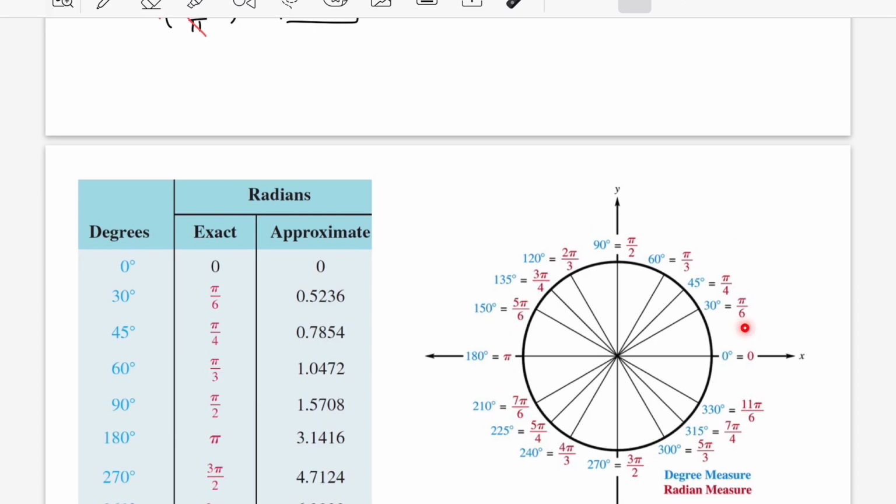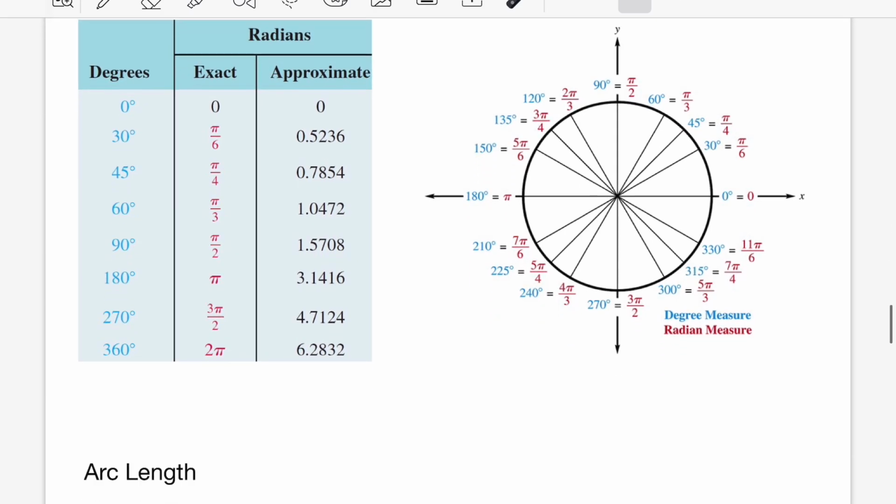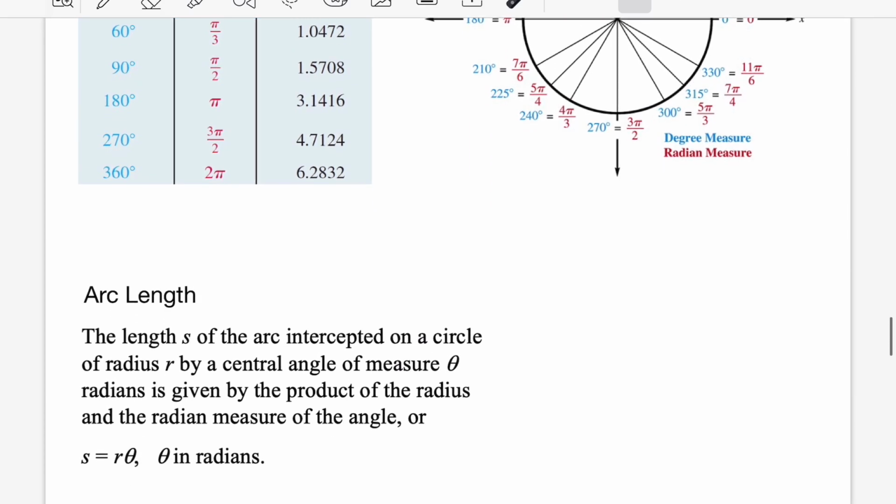And then this is our unit circle here, broken up into its degrees and radians, given by the blue and red measurements respectively. So this will come into play a little bit more in our next section. But for now, we're going to talk about arc length next.